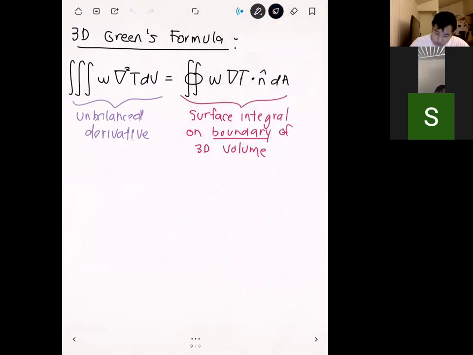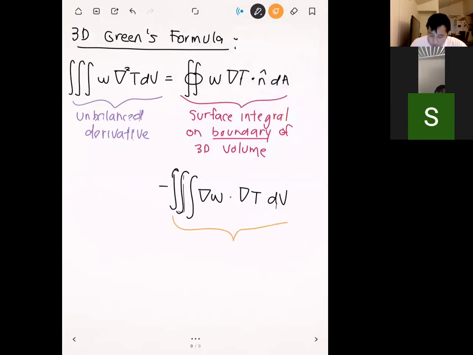And then from this, we're going to subtract a triple integral. And this triple integral is going to be the gradient of W dot product with the gradient of T, dV. And then this term right here, you can see, because now instead of having the Laplacian on T, we have the gradient on W and a gradient on T. And so this right here is our balanced derivative term.